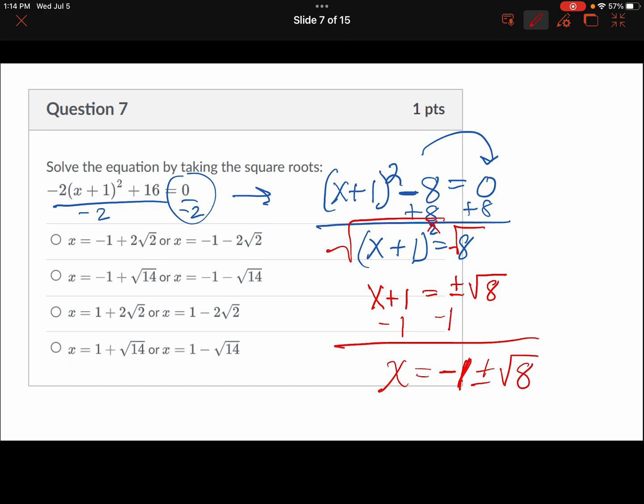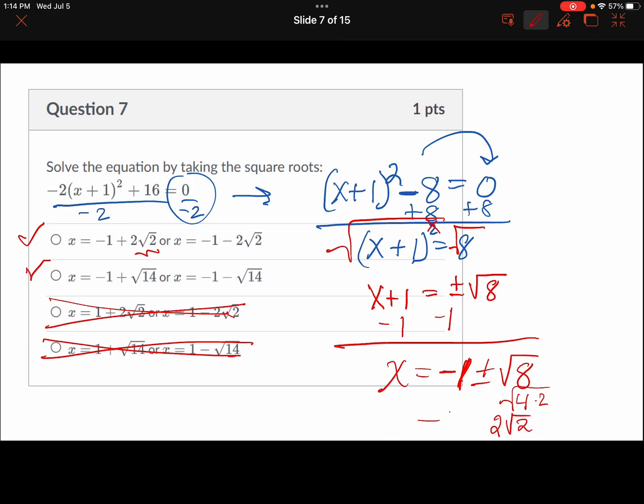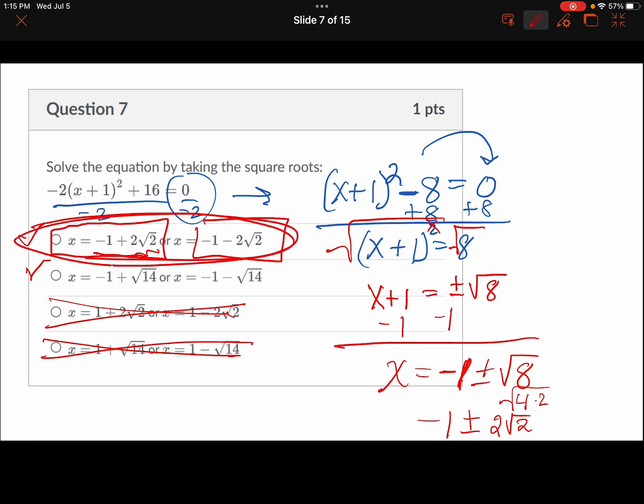And when I look over here, you might say, Ms. Kearns, there's no -1s. They have all these weird numbers. Okay, well, I know it's not +1. So it could be this one or this one. It's not square root of 14, so it has to be this one. Why is it written 2 square root of 2? Because 8, as we just saw in the last slide, can be broken down to 2 radical 2. So my answers would be -1 plus or minus. So here I have the -1 plus 2 square root of 2. And here I have the -1 minus 2 square root of 2.